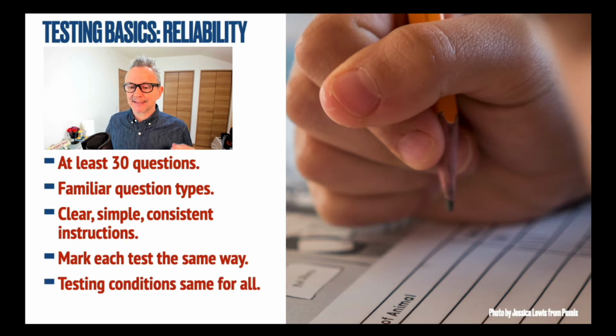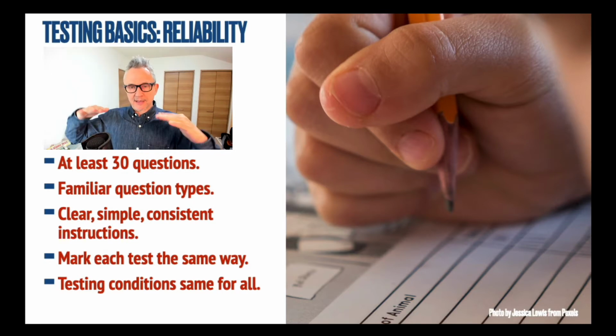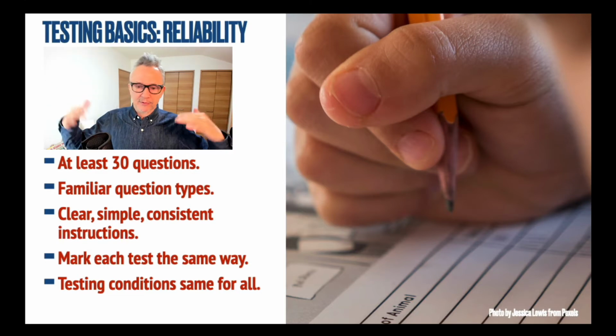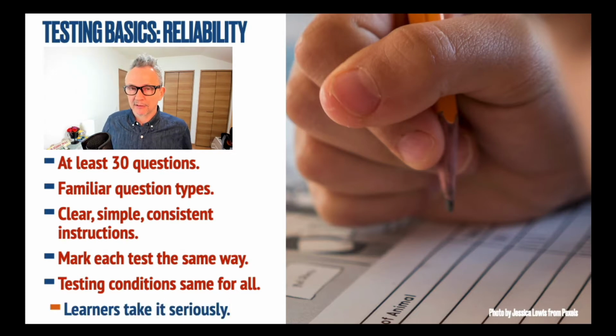And the testing conditions need to be the same for everybody in the classroom, right? So for everybody you're testing. If one group of students sits outside under a tree holding their paper in their hands and another group is in a perfectly quiet classroom, the conditions are not the same. So we need to make the conditions the same. Also, learners need to take the test seriously, right? They need to take the test seriously. For making tests that are reliable, these are some important rules or guidelines.